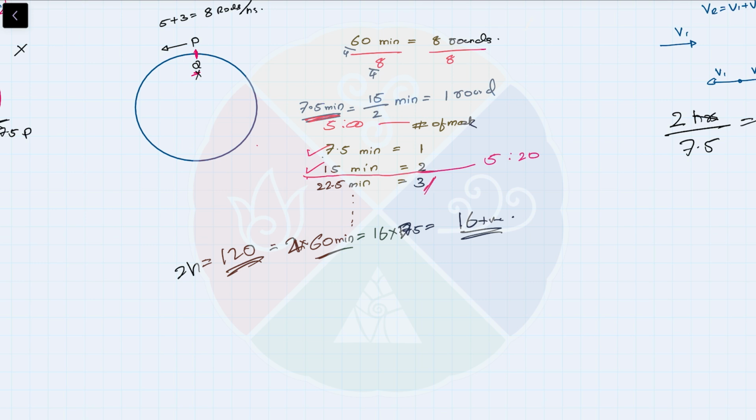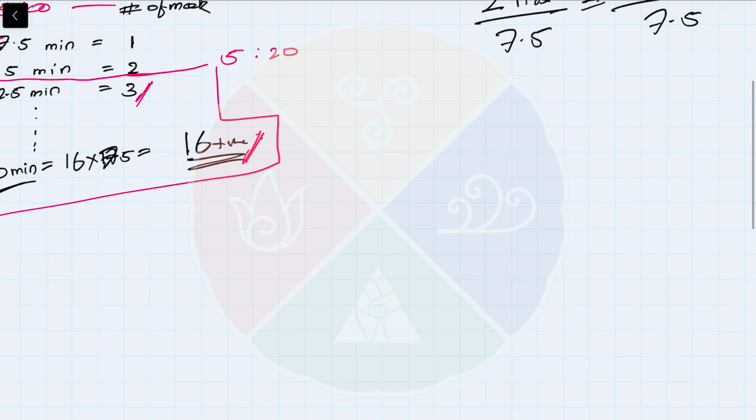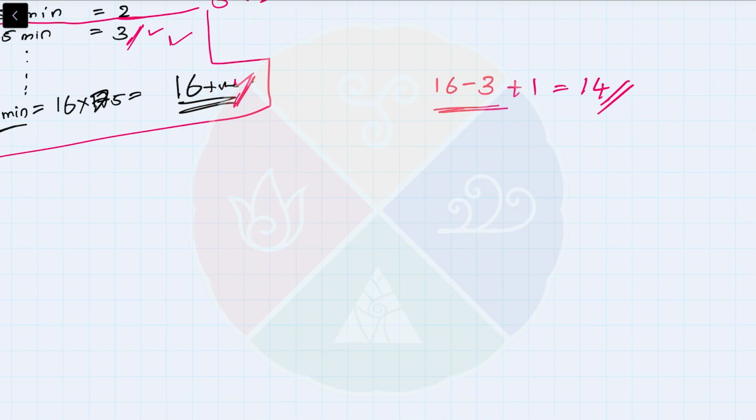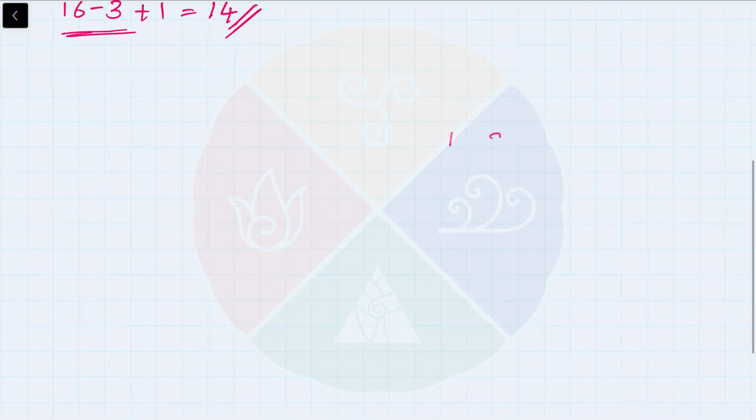So from the third meet till the 16th meet, we have to count. How many numbers are there from 3 to 16? The count of numbers from 3 to 16 is 16 minus 3 plus 1, and the answer will become 14. Why didn't I simply do 16 minus 3 and take that answer? Because there is a difference between counting and subtraction.